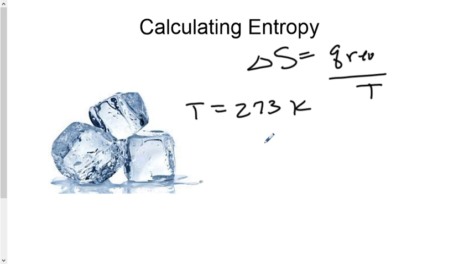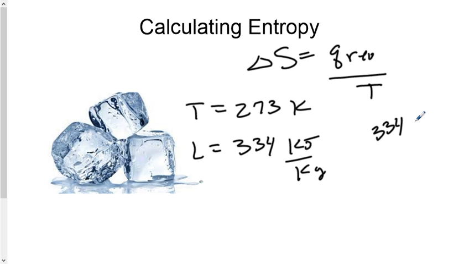So if we want to take a look at the change in entropy for this, we know the latent heat is 334 kilojoules per kilogram. That's how it works. Probably in chemistry you would be measuring that in kilojoules per mole, but here we are in physics, so we use kilograms. So if I want to calculate this Q reversible, I would take 334 kilojoules per kilogram.